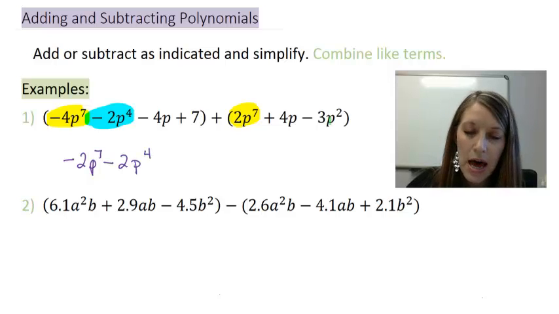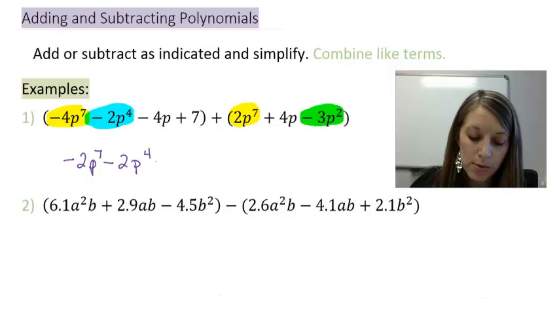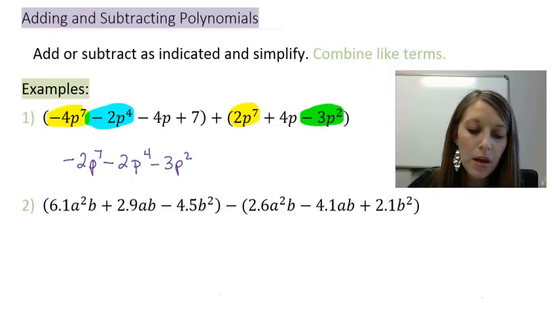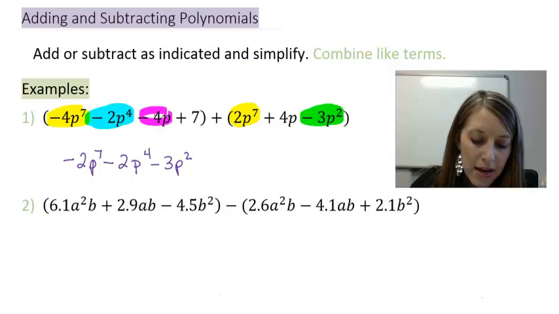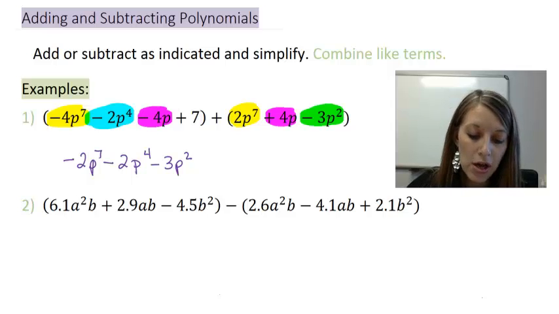My next highest exponent is negative 3p squared. I don't see any like terms with that, so I will just also copy that down. Next, I see that I have a negative 4p and a positive 4p. So these are like terms, but these actually end up canceling each other out.